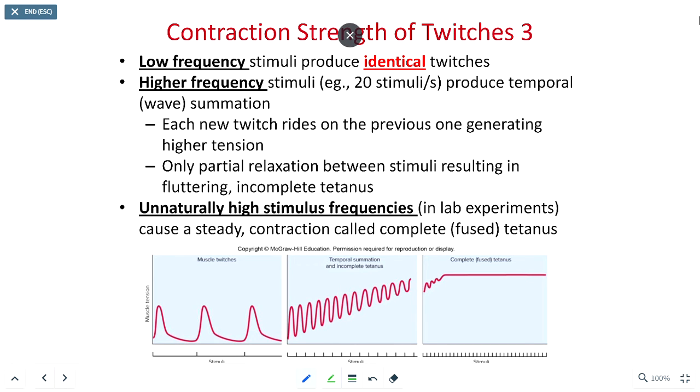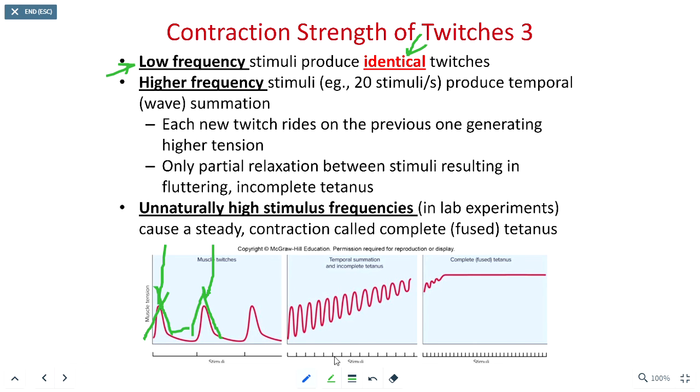Something else that influences the strength of skeletal muscle fiber contraction is going to be the frequency of the stimulus. If we have one stimulus and then a long period of time followed by another stimulus, the muscle can contract a little bit and then it relaxes. Then it'll contract a little bit and then it relaxes. So those low frequency stimuli produce weak identical twitches.